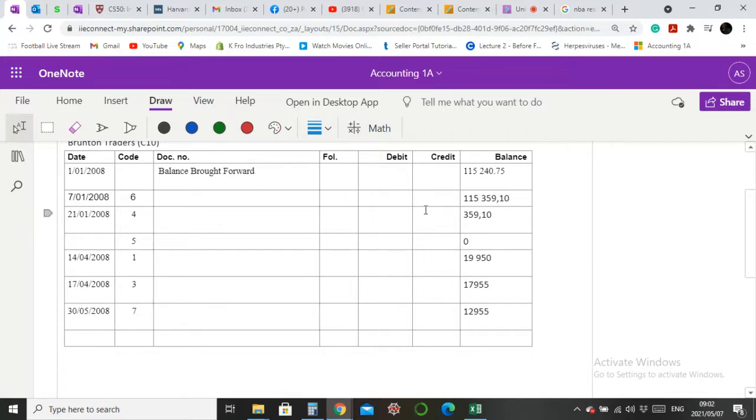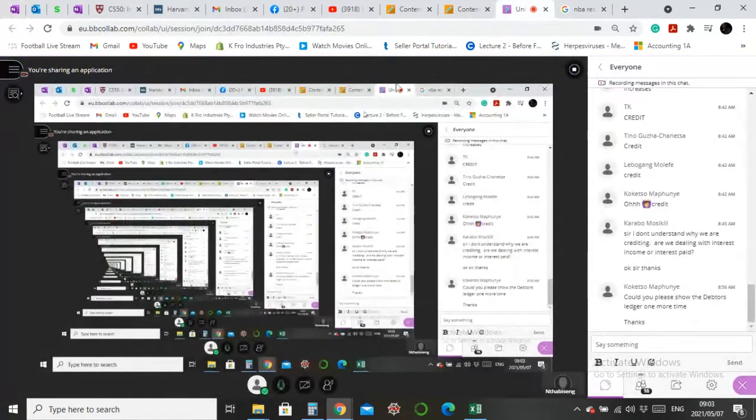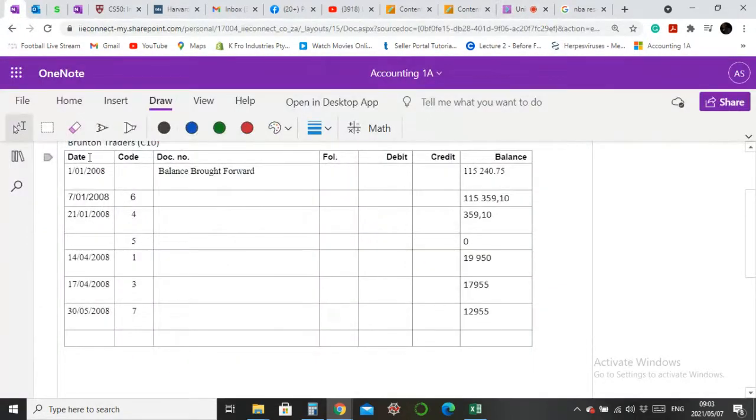it says Brunton Traders charged us interest at 12% per annum for 30 days based on the overdue portion of 12,031.82 included in the balance of 115,240.75 as shown above. 2008 was a leap year, so 366 days must be used as a denominator for the interest calculation. Journal voucher JH28 was completed.